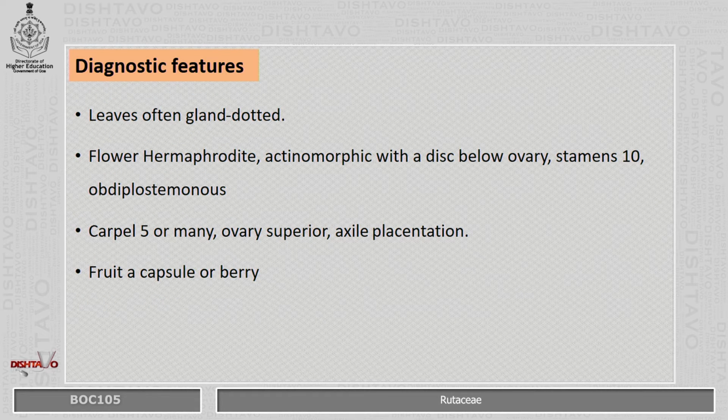So the diagnostic features of family Rutaceae are the leaves, they often show gland dotted. Then the flowers, they are hermaphrodite. Hermaphrodite meaning they show both male and female reproductive organs, that is bisexual. Actinomorphic, they are complete flowers with a disc below the ovary, and stamens are mostly 8 to 10 and they show this diplostemonous type of arrangement of stamens. Carpels, they are 5 or many. Ovary is superior and showing axile placentation. Fruit is a capsule or berry.